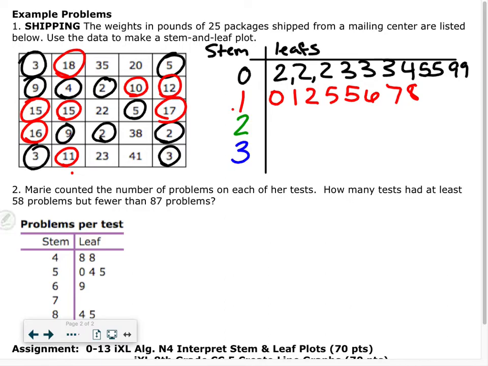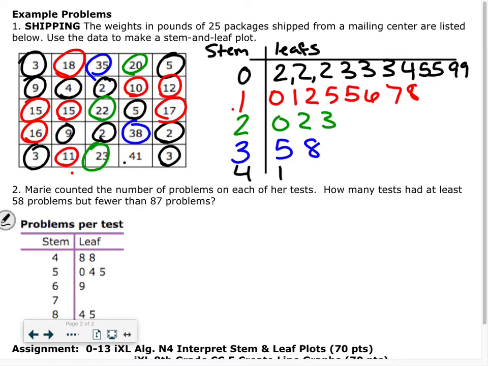Okay, now we're looking for 2, or numbers in our 20s. We have 20. We have 22. We have 23. And that's it. Then we have 35 and 38. And now I notice that 41, I missed 41 before, so let's put a 4 and a 1 here because that's our largest number. And that should take care of all of our data.